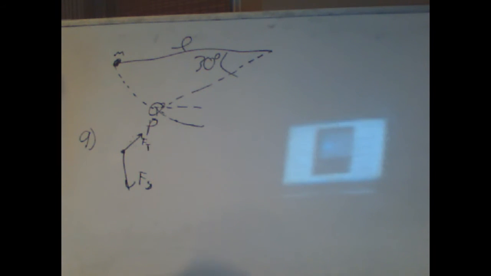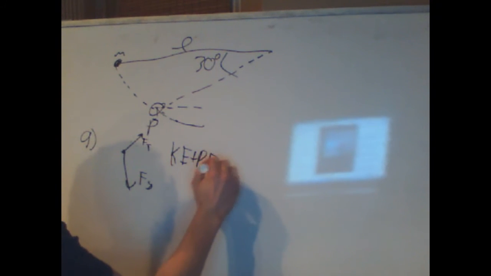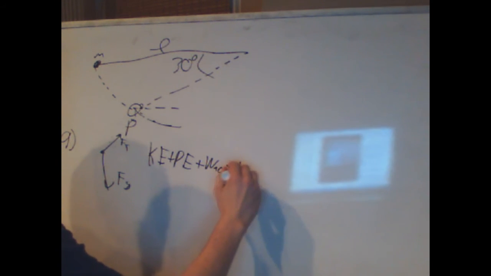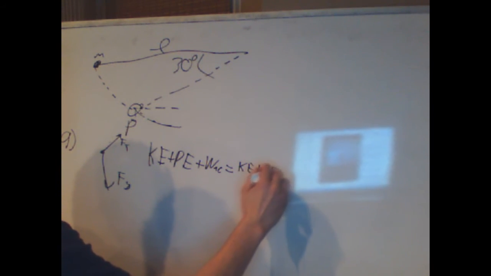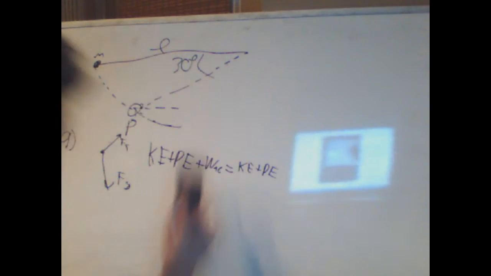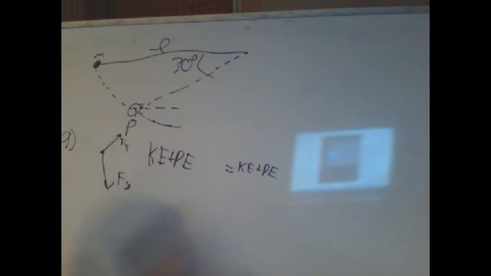Now they're asking you to determine the speed. Well, I'll give you a hint. The best way to do this would be conservation of energy. Remember that conservation of energy is KE plus PE plus, if you had any, which we don't, work by an external force, equals KE plus the new potential energy. We don't have any friction or resistance, so we can safely ignore this term and just say KE plus PE before equals KE plus PE after.